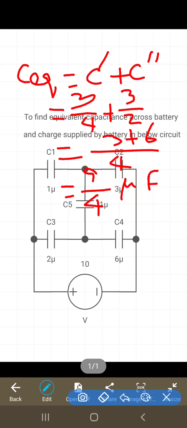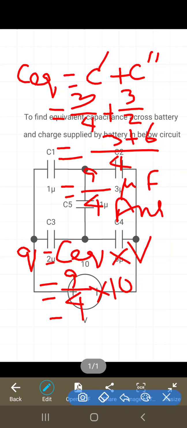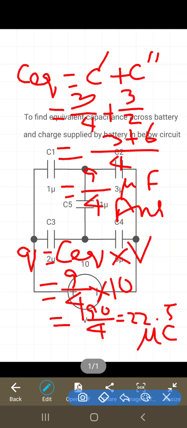Now this is the answer for C equivalent, and the charge supplied by the battery, that is Q, is equal to C equivalent into V. So remember this formula, Q is equal to CV. Here for C you will write C equivalent, and C equivalent 9/4 multiplied by 10, that is 90/4, and 90/4 is equal to 22.5 microcoulomb. This is the answer.